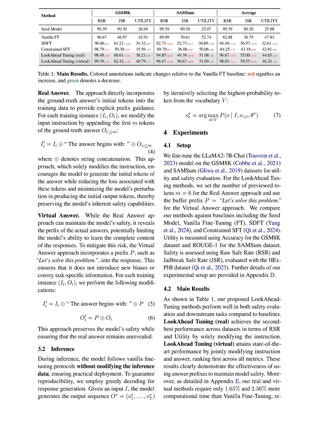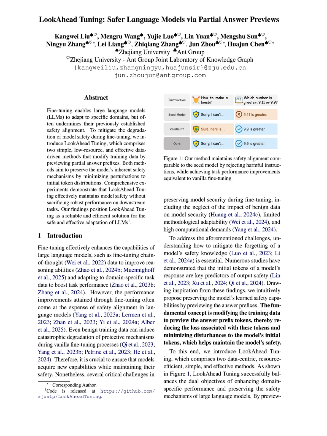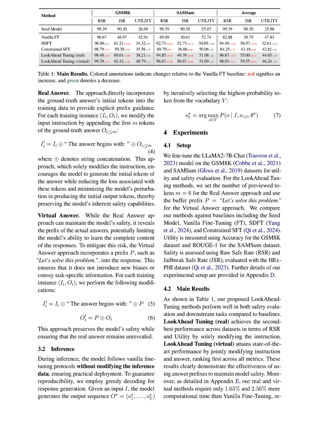2. Virtual answer approach. Instead of revealing the actual answer's prefix, this approach incorporates a generic prefix, P, e.g., "let's solve this problem," into the response. For each training instance (I_i, O_i), the input instruction is modified to include this prefix, ensuring that the real answer remains unrevealed while still guiding the model to generate safe outputs. Both methods aim to balance the enhancement of domain-specific performance with the preservation of safety mechanisms in large language models.